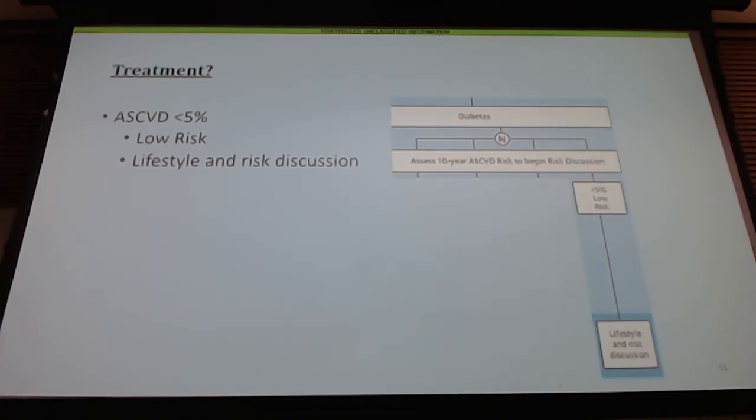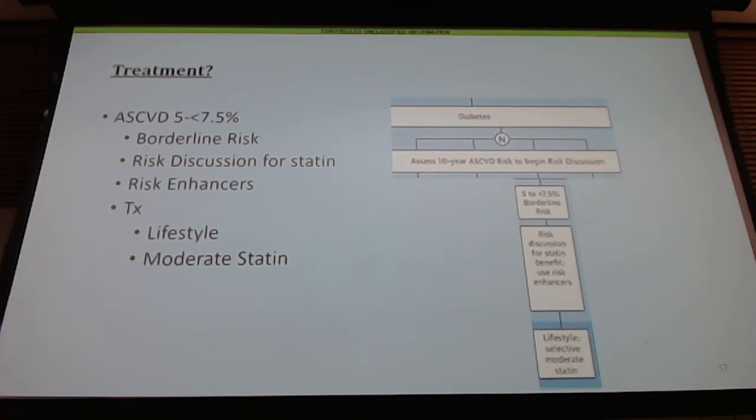So we'll start off with, let's say that their ASCVD risk was less than 5% when you did the calculation. So what are you going to do? Lifestyle and risk discussion. You're not starting them on medications, you're just talking to them about the potential risk factors that they have that could, in the future, put them at risk of having an ASCVD. So, things again like the smoking, like the weight, like the lack of physical activity, those types of things, talk to them about that and try to get them to make the right lifestyle choices to continue to be low risk.